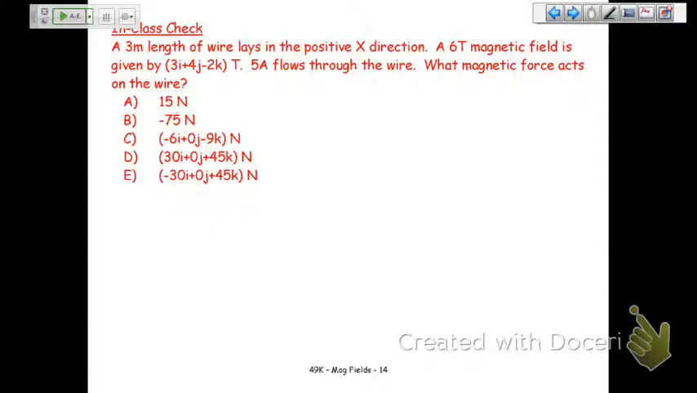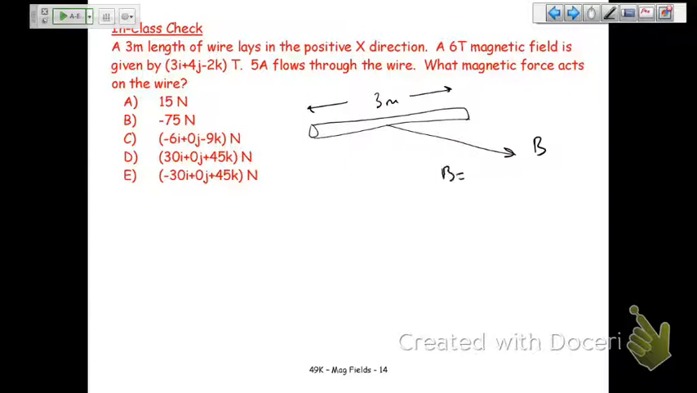Let's do one. A 3 meter length of wire lays along the positive x-axis. A 6 Tesla magnetic field is given by, so let's just draw this at any old angle. This is B, and B is equal to 3i plus 4j minus 2k Tesla. 5 amps flows through the wire. Let's make it to the right. I equals 5 amps. What's the magnetic force?